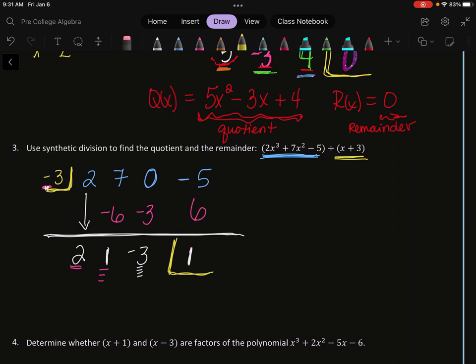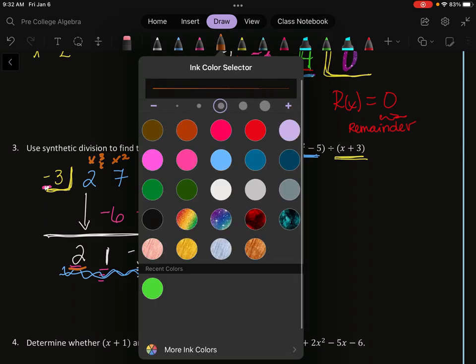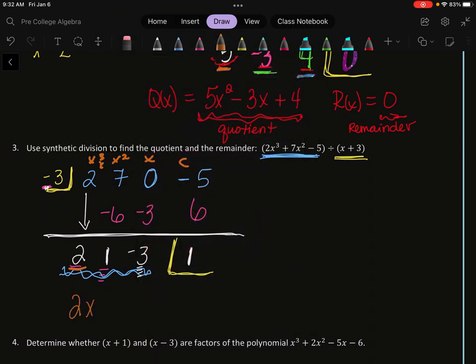So even though our original polynomial didn't have an x, that doesn't mean anything for our numbers down here. Okay, so again, I started with the x to the third, x squared, x, and then a constant. So because this was x to the third, this guy is going to be x squared. So I'd have 2x squared plus 1x minus 3. So that is our quotient with a remainder of 1.